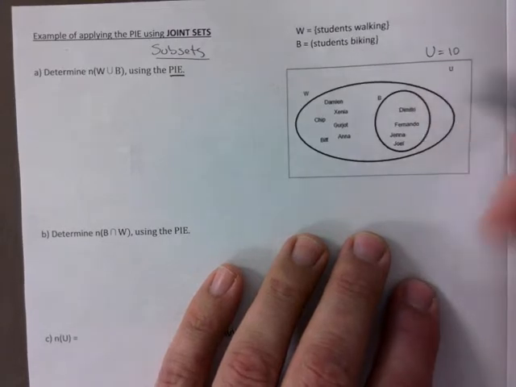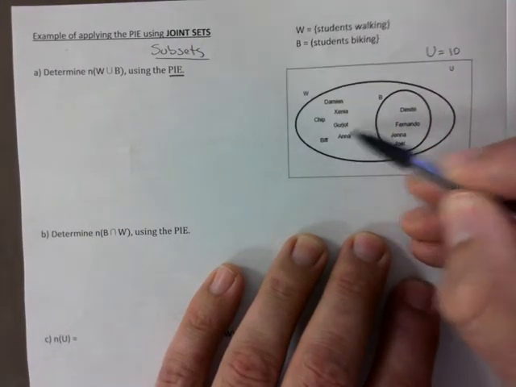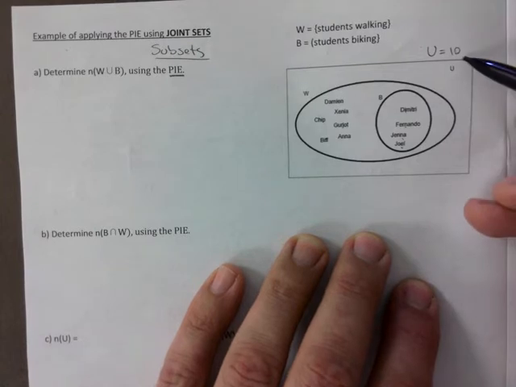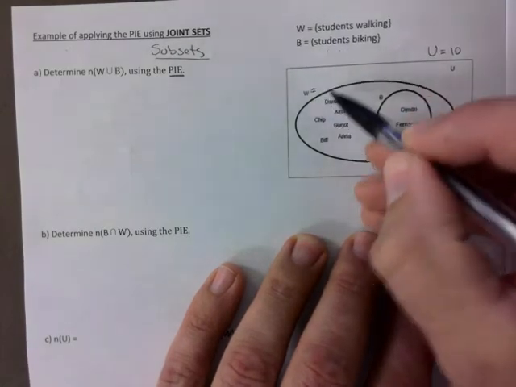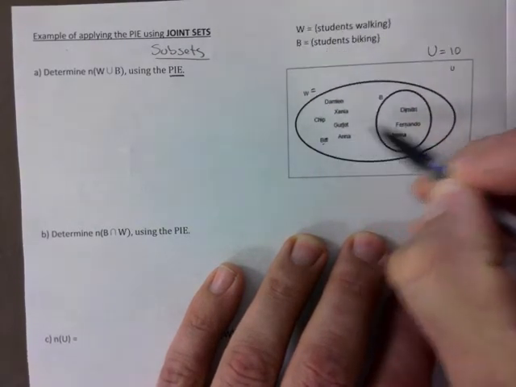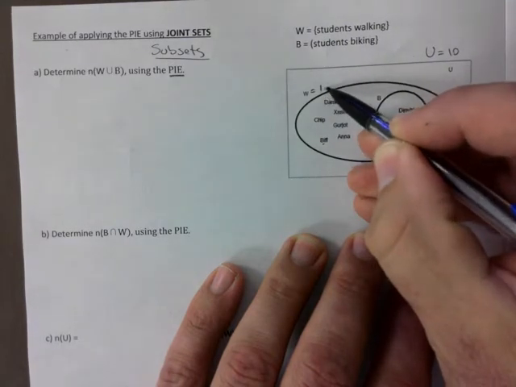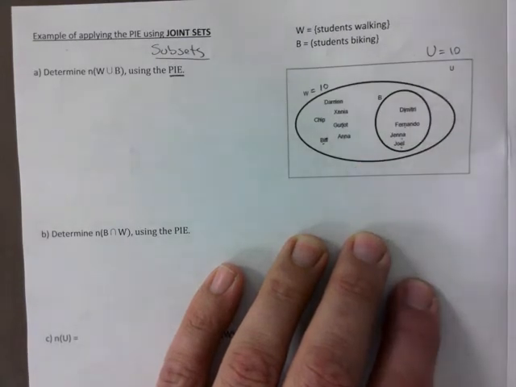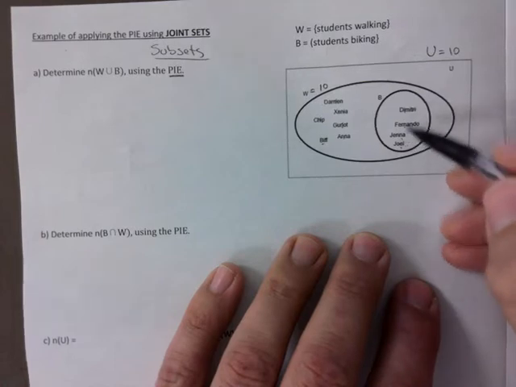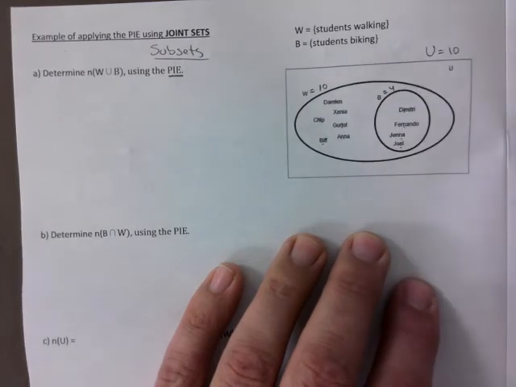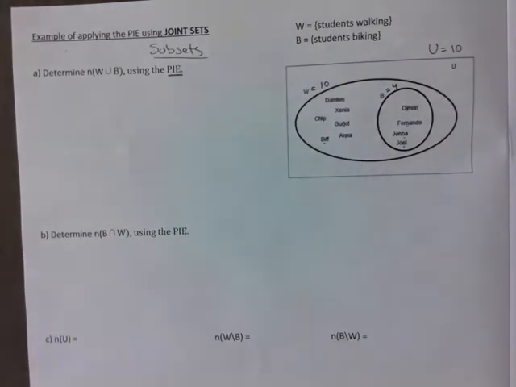So there are still 10: 1, 2, 3, 4, 5, 6, 7, 8, 9, 10. That doesn't change. For W, you have 1, 2, 3, 4, 5, 6, 7, 8, 9, 10, right? So there's 10, no outliers. I don't know if you noticed that. B has 4, okay? And so let's start.